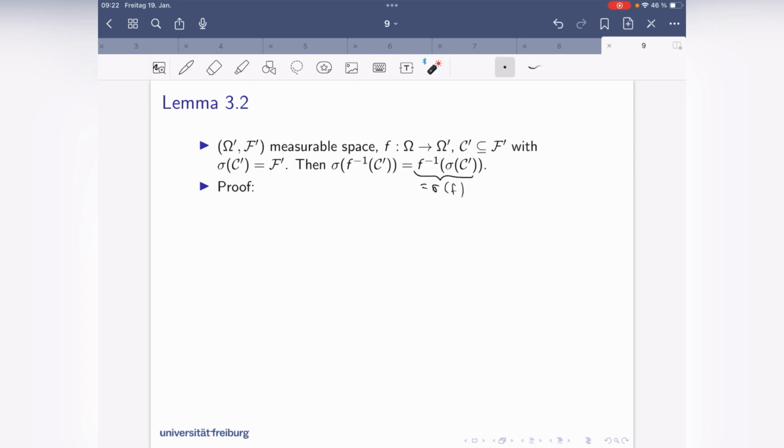And on the left-hand side is something different. Here I pull back only the elements of C', and afterwards I generate the sigma algebra. So I'm exchanging sigma and f to the minus 1 here. And the result is the same. This lemma here claims that. Let's try to prove this.